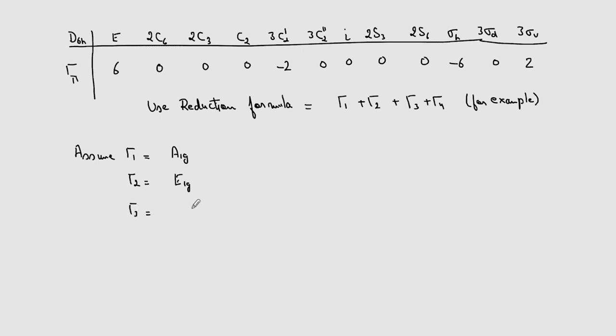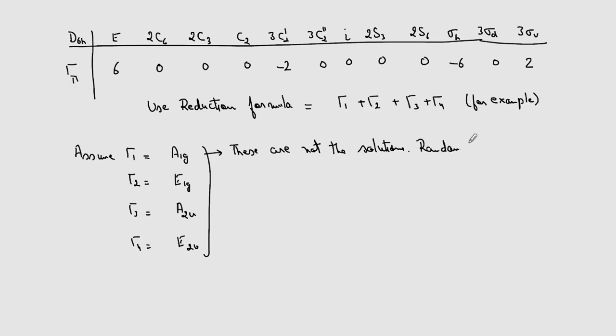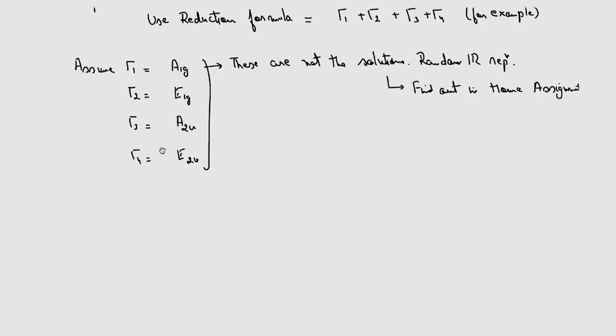Let us say tau 3 is A2u. Tau 4 is E2u. I'm just randomly writing 4 irreducible representations. These are not the solutions. This solution you must find out in the home assignment. So I'm not going to tell you whether these are correct solutions or not. I can just tell you that the whole set may not be correct. Some of them may be correct, some of them may not be correct. So now what will be the next step?